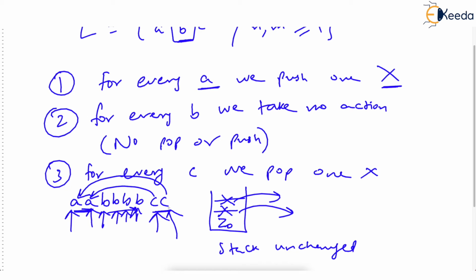And then when we reach epsilon, the end of the string, we should be left with Z0, from where we started. So we will know that the count has been tallied and the number of A is equal to the number of C. I hope you understood this. So what's going to be the PDA?